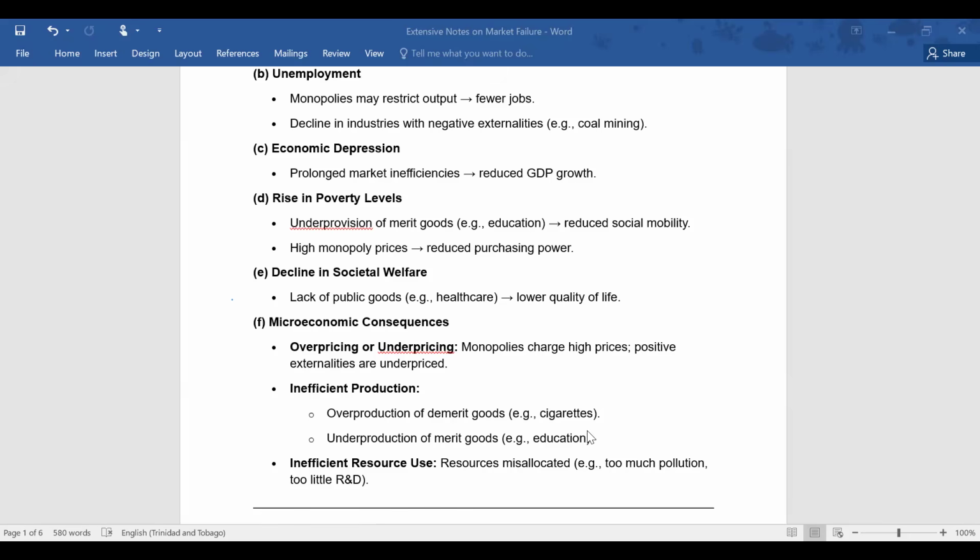Let's say we have too many demerit goods in society now, and not enough merit goods. All of these things are negatives that could happen from market failure.